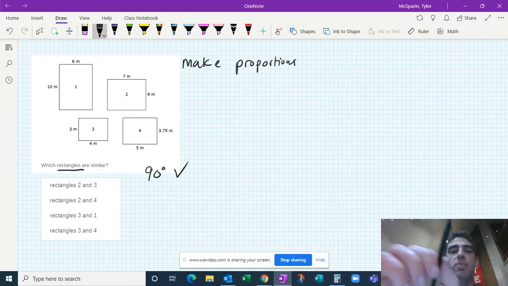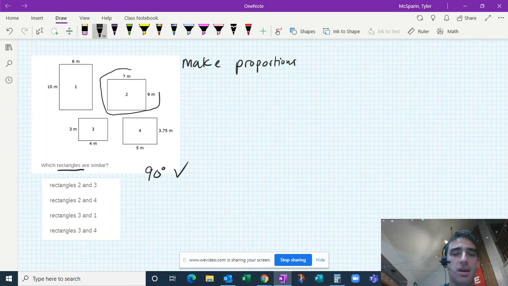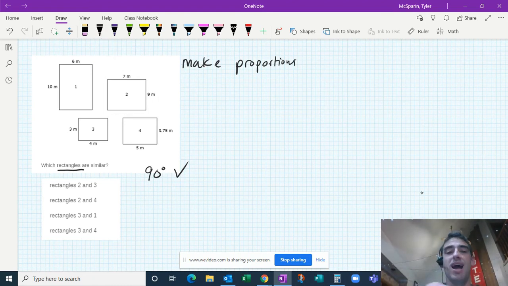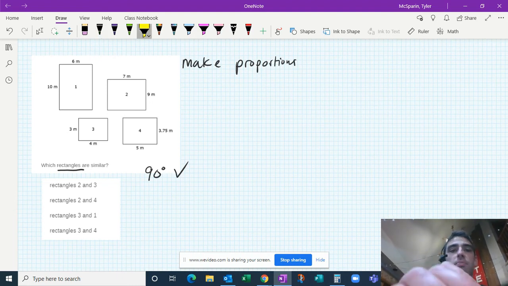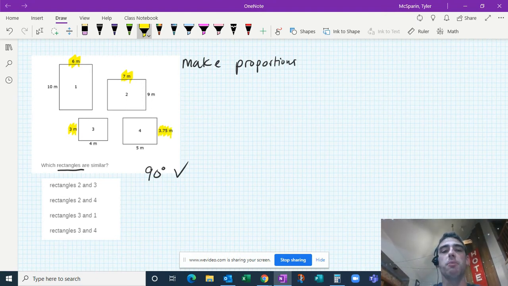All right. This one can be tricky because I want you to notice where they try to trick us. They try to trick us with this one. You notice how the side that looks longer is actually 7, and the side that looks shorter is 9. I don't know if that was a mistake in how they made this, but we have to take that into account. So I'm going to highlight all the short sides. 6 is shorter than 10. 7 is shorter than 9. 3 is shorter than 4. And 3.75 is shorter than 5. This is going to help us match up for the proportions.